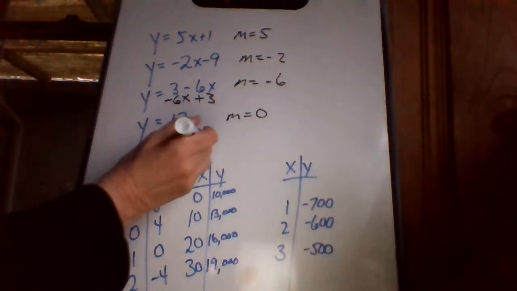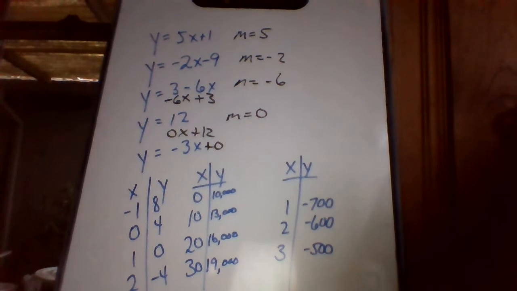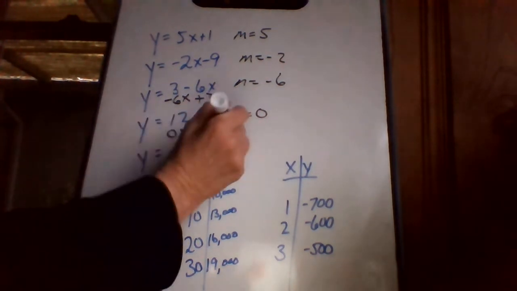And this one, okay, it doesn't have the plain old number. I don't need it to figure out what's next to the x, but it's like a plus 0. That would be -3.